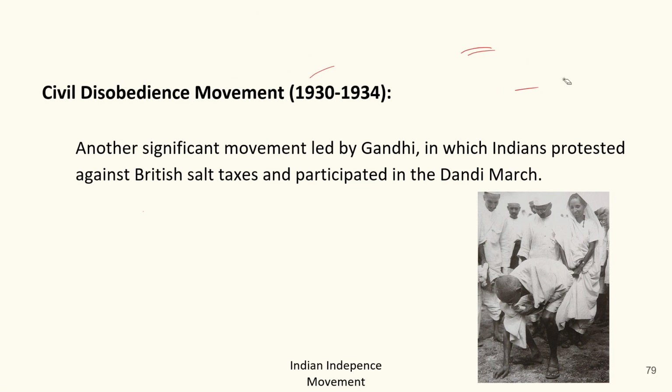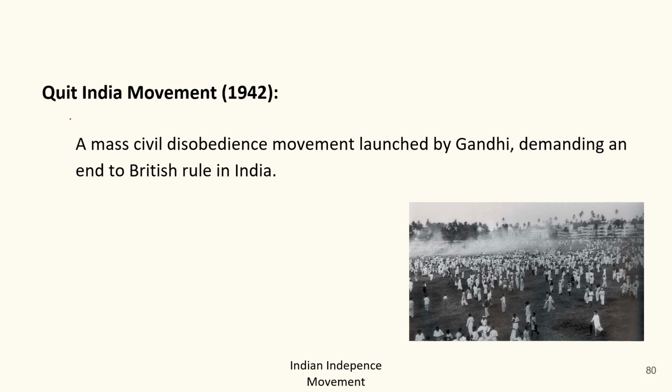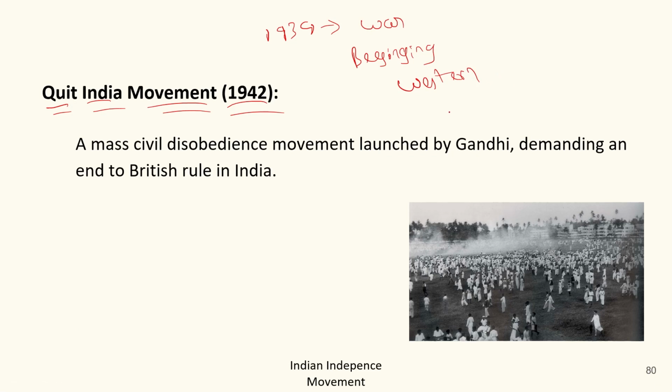Got it? Now, come to the next movement, which was the Quit India movement, 1942. Okay. What happened in 1939? There was the beginning of war, in Western and Eastern regions. Mainly you can say Western Europe and Eastern Asia. From Western Europe, there was a partner, USA also, United States of America.